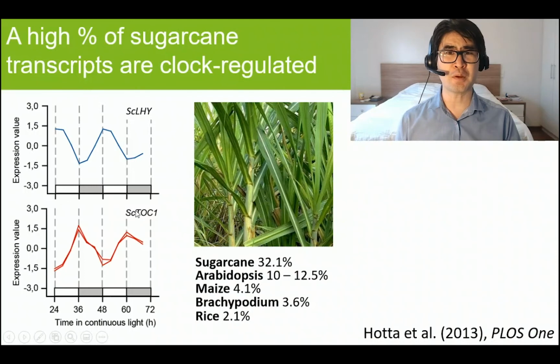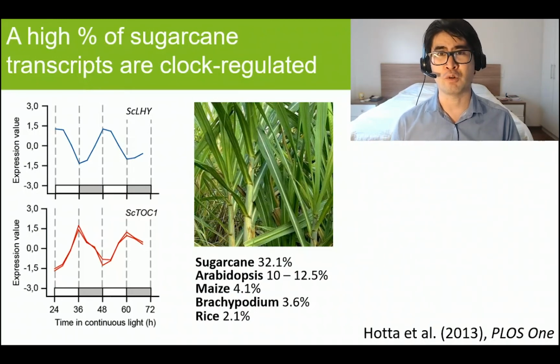In this experiment we have shown that more than 30% of the sugarcane transcripts are regulated by the circadian clock. And this is much more than what we have seen in other plants using similar techniques.